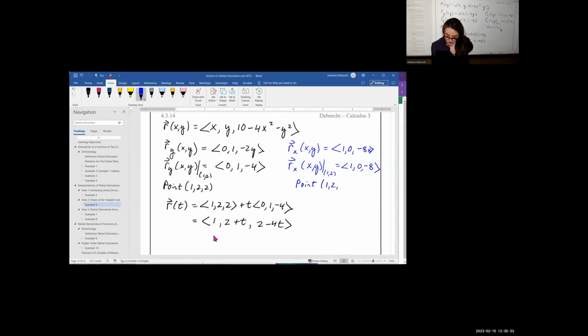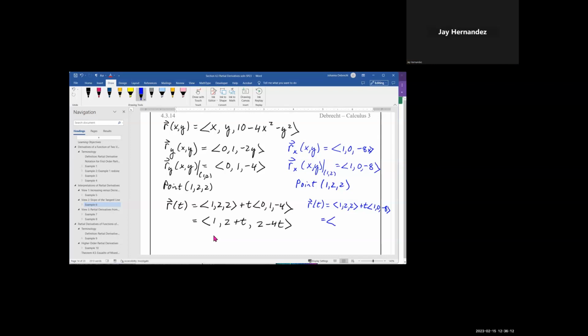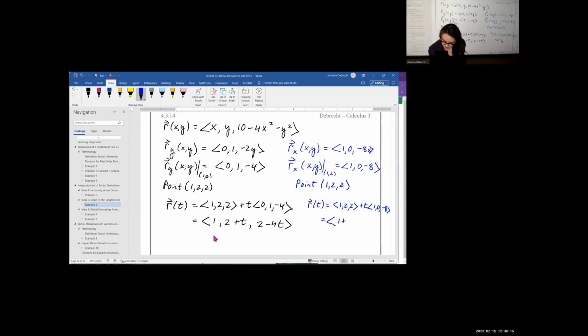So somebody type it into the chat window or turn on your mic and tell me what my space curve is. What do you get? What's the first component in the i hat direction? I've heard from Ian. I'm going to start calling on people. It should be 1 plus 1t. 1 plus t. Thanks, Jay.